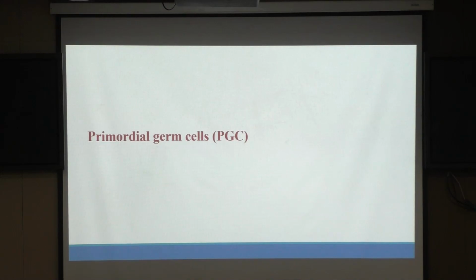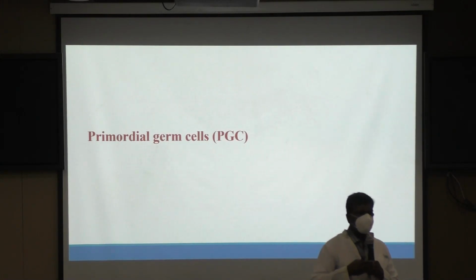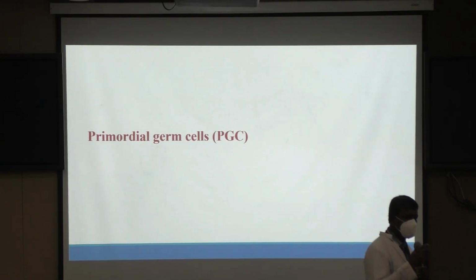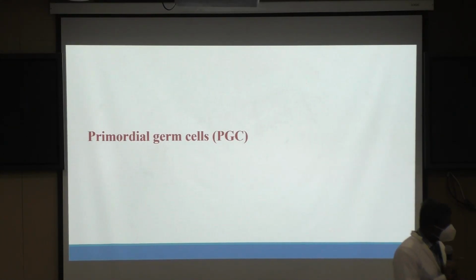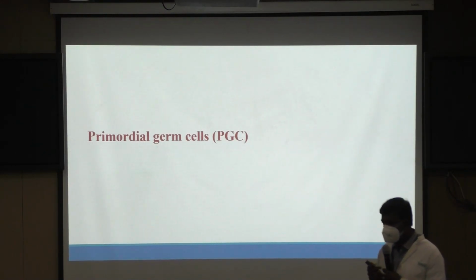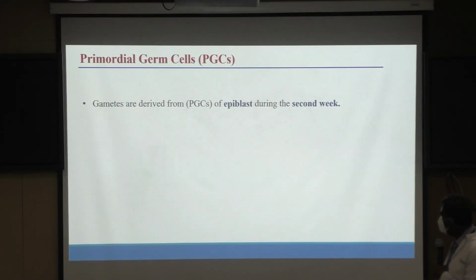Ectoderm, mesoderm, endoderm. So before the formation of these 3 germ layers, the zygote, which divides into 2-cell stage, 4-cell stage, 16-cell stage, gets organized to form 2 layers of cells. These layers of cells are called epiblast and hypoblast, right? You will see that in the next week's session. Some of the cells of the epiblast differentiate into the primordial germ cells.